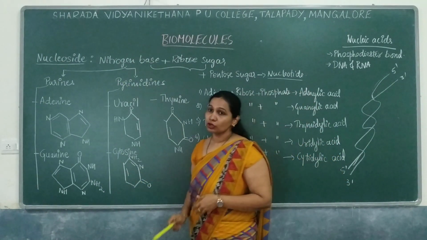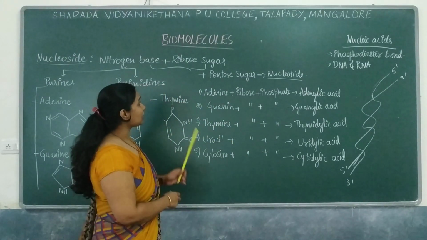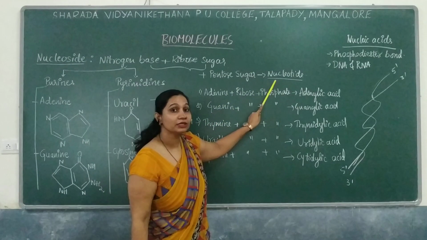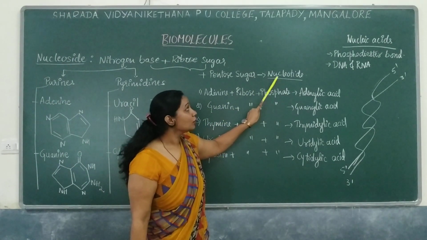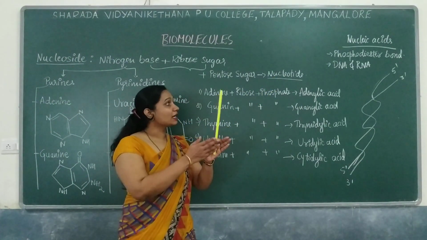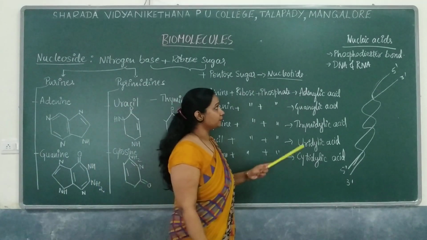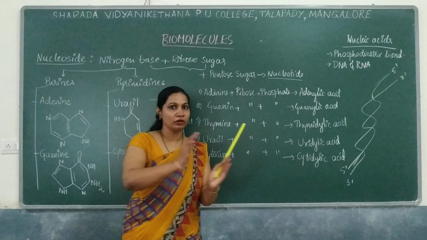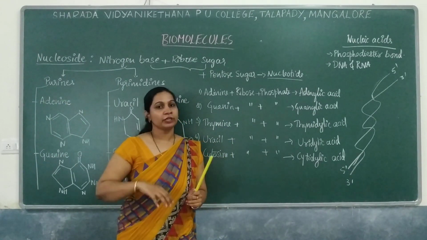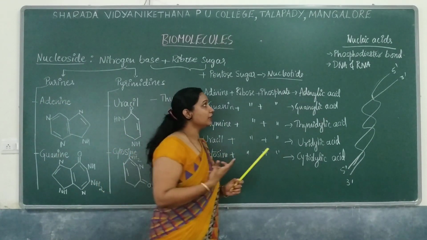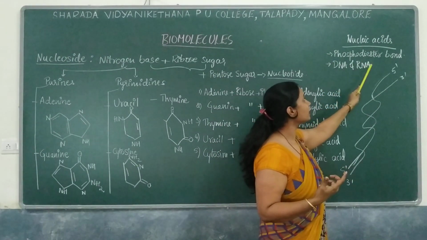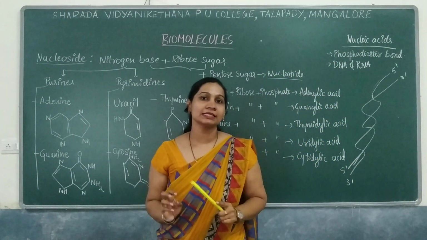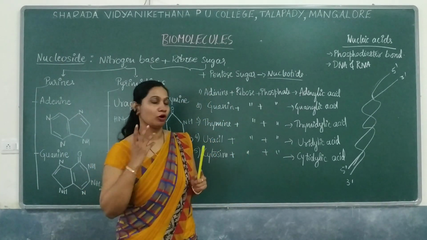Now these nitrogen bases combine with the pentose sugar and form a nucleoside. Nucleotides are joined by a bond known as an ester bond and they form a polynucleotide. Okay, these are also bound by a bond known as a phosphodiester bond to form a nucleic acid, where a nucleic acid is a biomacromolecule.